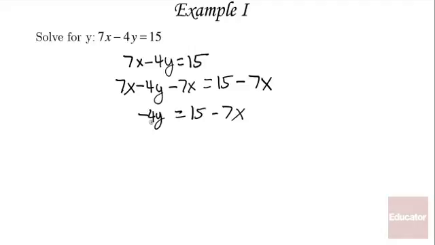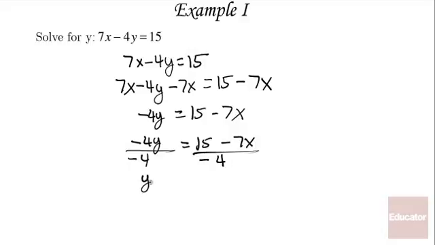In order to isolate the y so that I can solve the equation, I'm going to divide both sides by -4. On the left side, the -4's cancel out, so I have the y isolated. And on the right side, I have 15 minus 7x divided by -4.